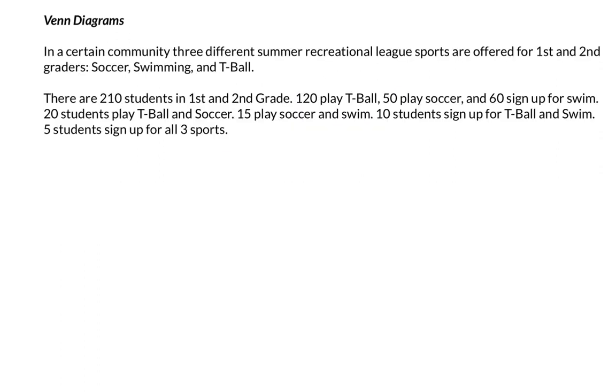Looking at a little bit more complicated Venn diagram, let's say in a certain community we have 3 different summer rec league sports offered for first and second graders: soccer, swimming lessons, and t-ball. Let's say there are 210 students in first and second grade. 120 play t-ball, 50 play soccer, 60 sign up for the swim lessons. So we have 3 things going on, and I'm going to draw 3 circles.